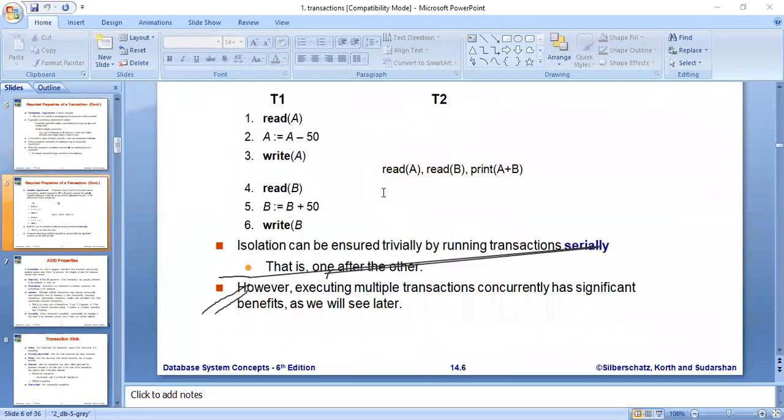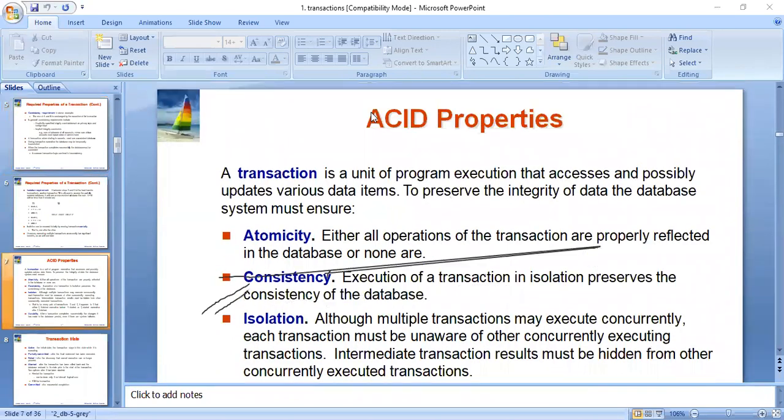Now, look here. ACID properties. In the assignment, I have given you this question, ACID properties. See, 3 more students are adding. I am just adding them.